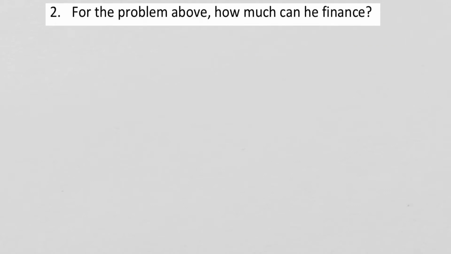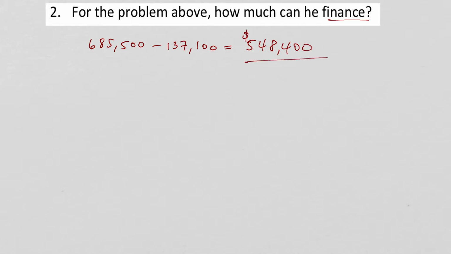Okay, for number two, how much can he finance? The word finance means borrow. So how much can we borrow? Well, you can borrow the difference. So the $685,500 minus your down payment of $137,100 is equal to $548,400. Okay? You could have also gotten that amount by taking this and multiplying by 0.8. That would be 80% of that amount after putting down 20%.